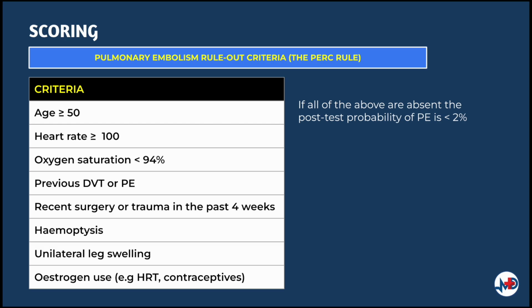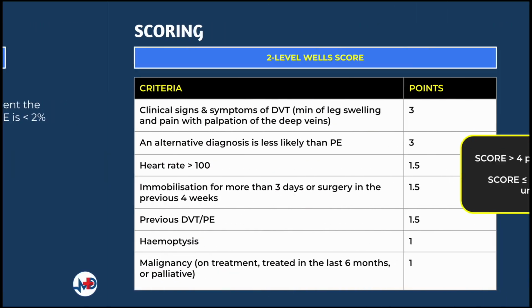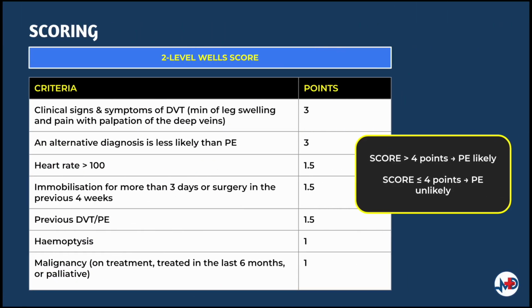If your suspicion of PE is greater than this, then you should move straight to the 2-level PE Wells score without doing a PERC. If a PE is suspected, a 2-level PE Wells score should be performed. Clinical probability simplified scores include PE being likely, which carries more than 4 points, and PE being unlikely, where you have 4 points or less.